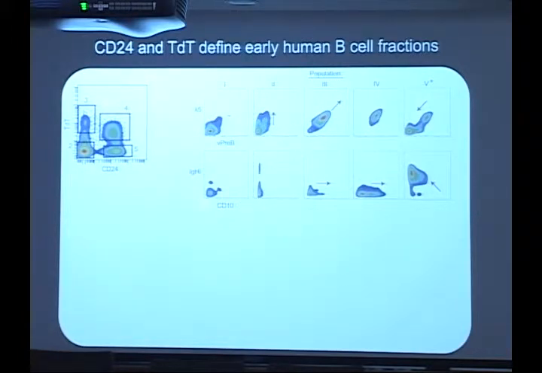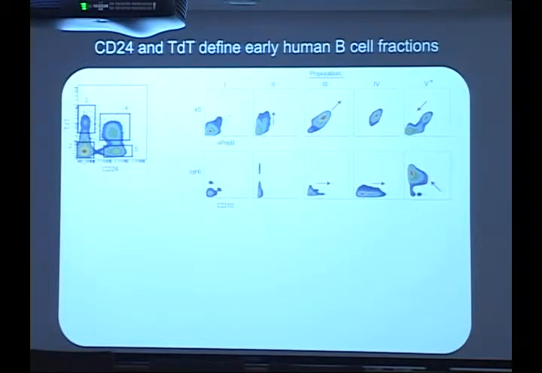And then when we look at CD10 or immunoglobulin heavy chain, we see a little bit of expression of CD10 by the time they're here in population 3, but it really isn't maximally on until population 4, and then it's lost by the time they get here to population 5 as they're expressing heavy chain.